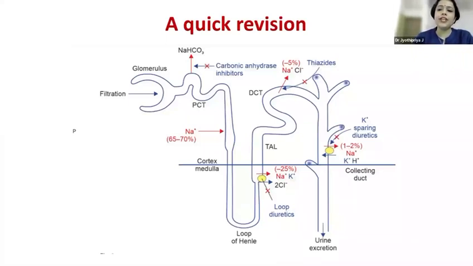Then we have the diuretics which act on the collecting tubules, including the ENaC channel blockers, amiloride and triamterene, as well as the mineralocorticoid receptor blockers, spironolactone, eplerenone, and finerenone. So this is an overview of the various diuretics and where they exactly act on our renal tubules.